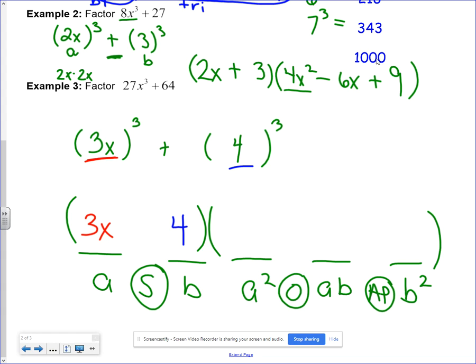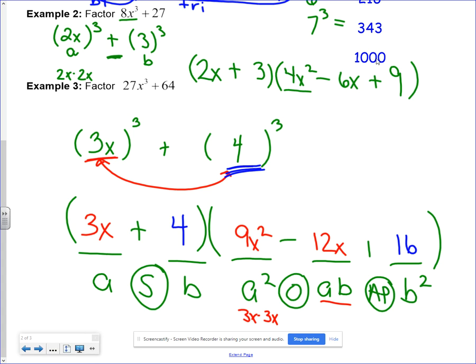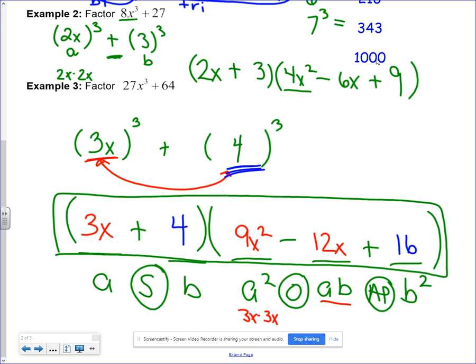Alright, so now we got to get this value. So it's 3x squared. So it's 3x times 3x, which is 9x squared. Now we got to take 3x times 4 to get our AB value. 3x times 4 is 12x. And then last, we do just our b. Just got to square it. 4 squared is 16. And then we can assign our signs. So it's the same sign, the opposite sign, always positive. So here are the factors of this expression up here.